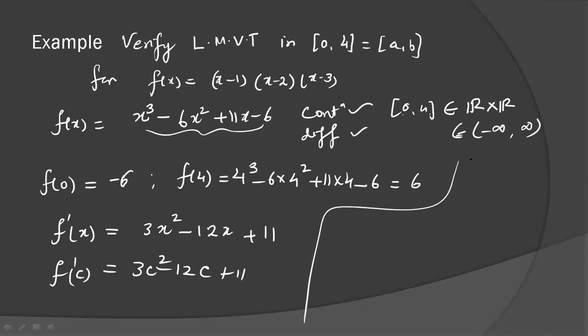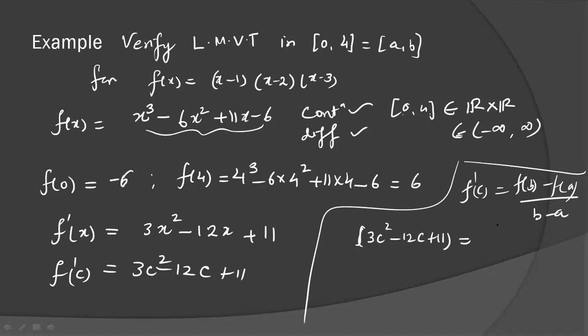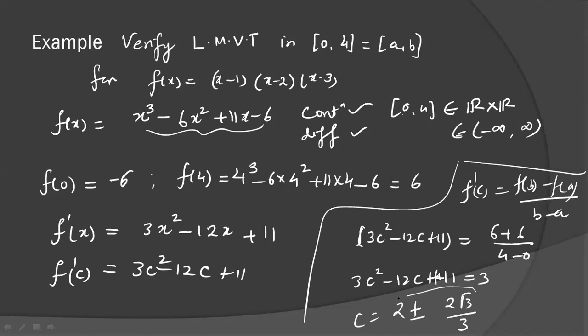Now put in the Lagrange's theorem statement: f'(c) equal to (f(b) minus f(a)) upon (b minus a). If we find such a c which belongs to the open interval (0, 4), then Lagrange's mean value theorem will be satisfied. So f'(c), which is 3c square minus 12c plus 11, is equal to (6 minus (minus 6)) upon (4 minus 0). So 3c square minus 12c plus 11 equal to 3. If you solve this, you will get c equal to 2 plus or minus 2 root 3 by 3. And both these values belong to the open interval (0, 4).